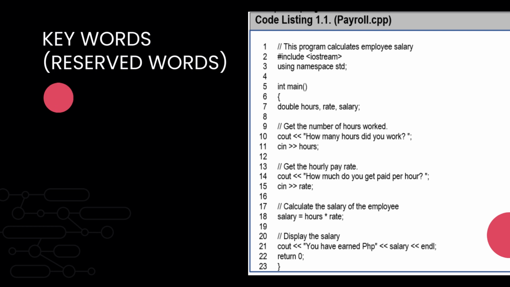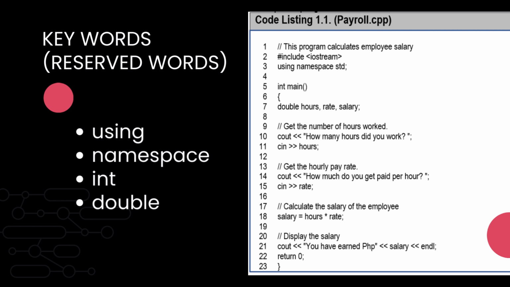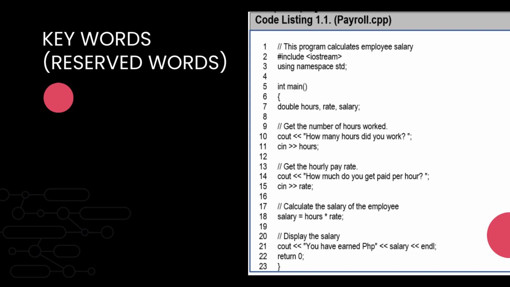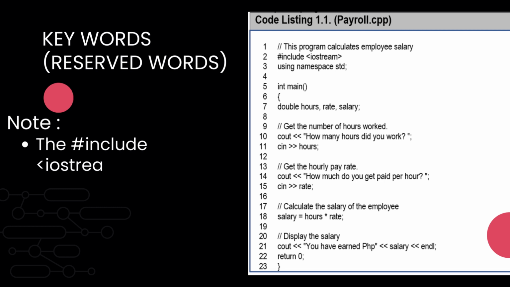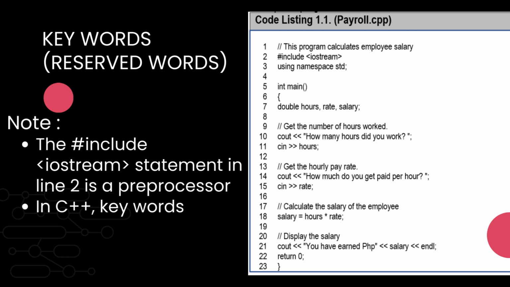Keywords or reserved words. Three of C++'s keywords appear on lines 3 and 5: using, namespace, and int. The word double, which appears on line 7, is also a C++ keyword. These words, which are always written in lowercase, each have a special meaning in C++, and are also known as reserved words, and cannot be used for other purposes. Take note, the #include iostream statement in line 2 is a preprocessor directive. In C++, keywords are written in all lowercase.